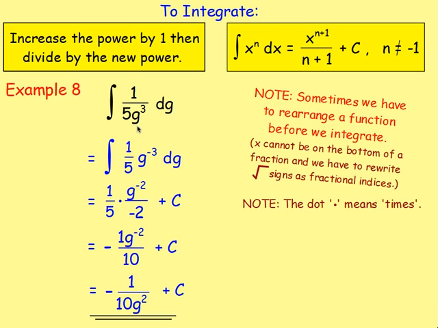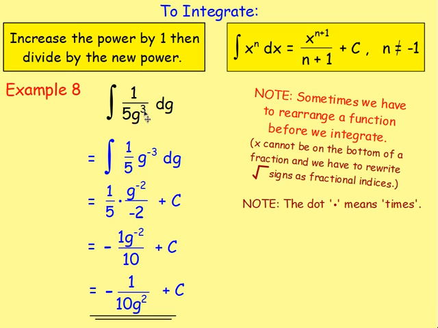We had our g on the bottom of the fraction, and you cannot integrate if x, or in this case g, is on the bottom of a fraction. You also can't integrate if you have any square roots or cube roots or root signs, so you have to rewrite them. So here we had to move g from the bottom of the fraction to the top. So the 1 and the 5 would stay where they are, a fifth stays as it is, and it's just the base and the index.